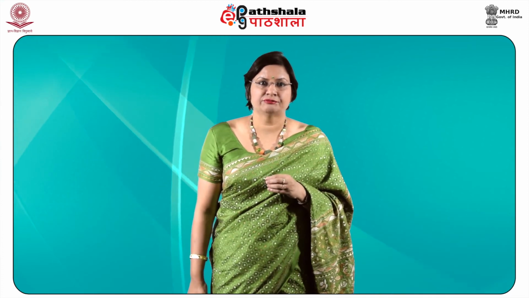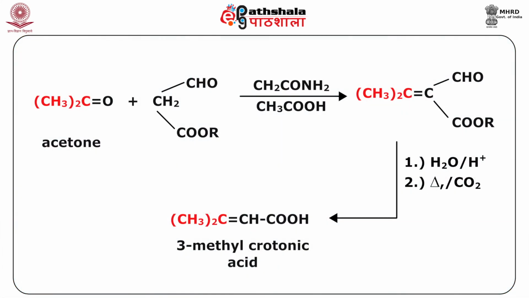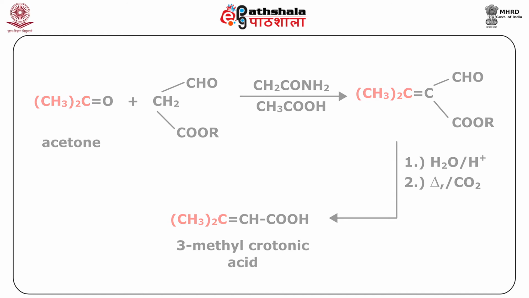Let us take a few examples of Knoevenagel reaction, and you can see here one example is we start with acetone and do the reaction with this active methylene compound, and what we get as a result is this unsaturated product with an ester linkage also. Then when this is subjected to hydrolysis, the ester group goes into hydrolysis, and on further heating there will be decarboxylation because of the beta carboxy relationship, and we get this particular 3-methyl crotonic acid as the product.